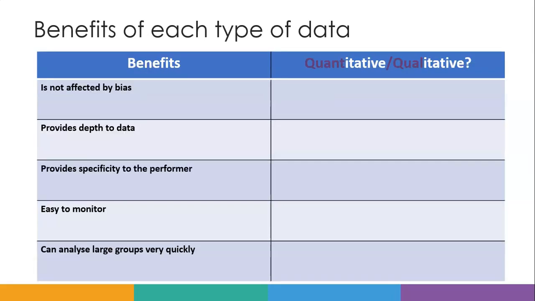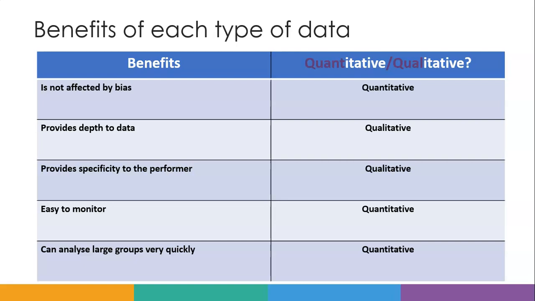So let's move on to our other learning intention, which is to be able to explain the benefits and limitations of each type of data. On the left of this table here, you've got the benefits. So the data isn't affected by bias. It provides a depth. It provides specificity to the performer. It's easier to monitor. It can analyse large groups very quickly. So pause the slide here and write on the right hand column in the rows, which type of data do you think reflects the benefits? Take 5 minutes.